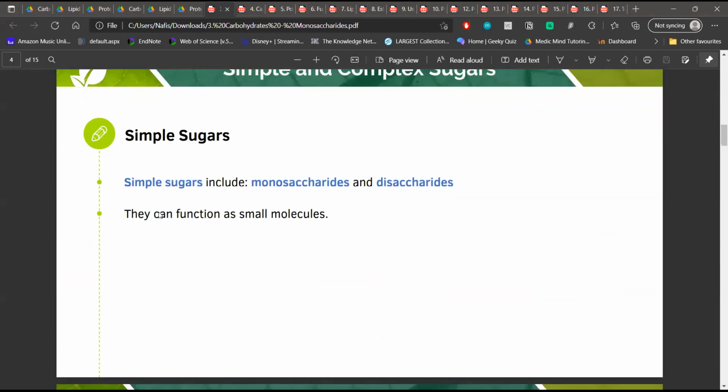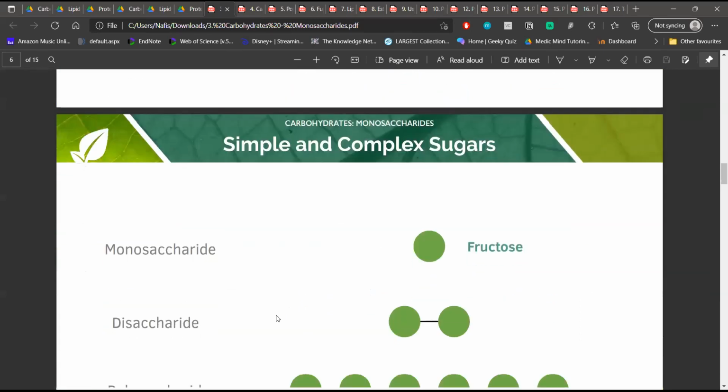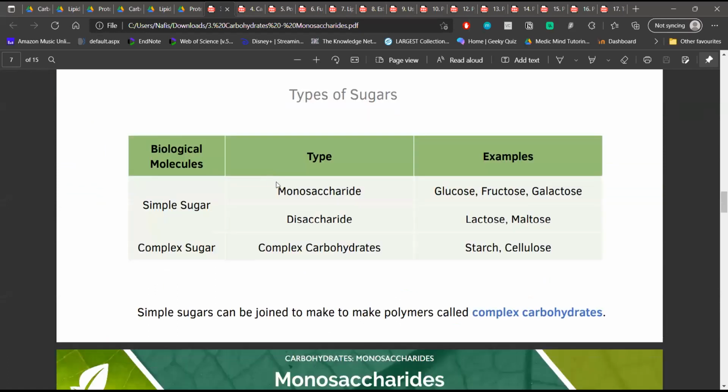Simple sugars are actually not a single thing. They're an umbrella term for both monosaccharides and disaccharides, and therefore they can function as small molecules. Monosaccharides include glucose. Disaccharides, which we'll talk about next lesson, include galactose. Polysaccharides are your complex carbohydrates: amylose, amylopectin, cellulose. Another monosaccharide is fructose, which you'll need to be aware of. The key monosaccharides that you should be aware of are glucose, fructose, and galactose. Disaccharides you should also be aware of are lactose and maltose, and then the complex carbohydrates include starch and cellulose.